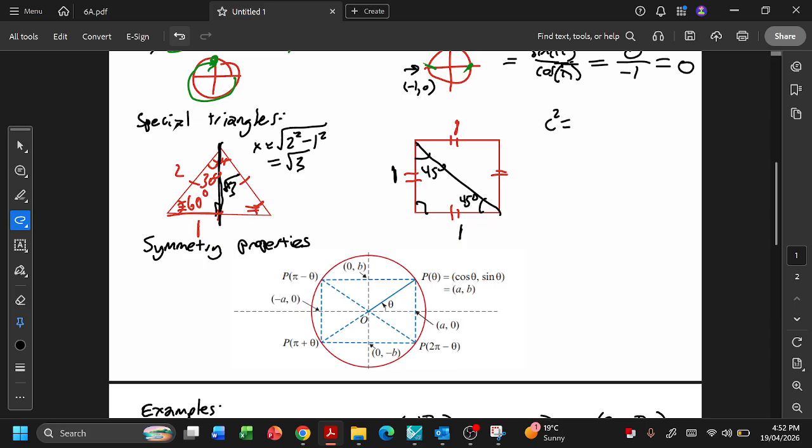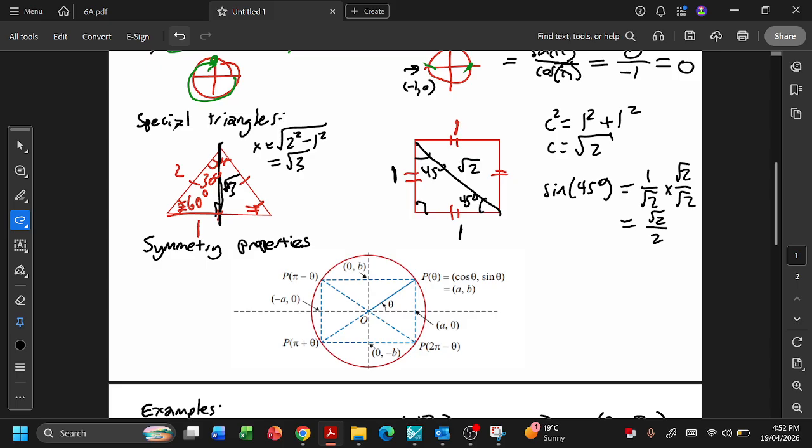So c squared is equal to 1 squared plus 1 squared. Square root both sides, we can see that c is equal to the square root of 2. So that's this side length over here. And just like before, we could then work out what is, for example, sine of 45 degrees. Well, sine of 45 degrees is equal to, if we look at this triangle, 1, so the side that's opposite, over hypotenuse, 1 over root 2. And then we could rationalize the denominator by multiplying the top and the bottom by root 2 to write this in the form root 2 over 2. So that's the first thing we need to know about these special triangles.